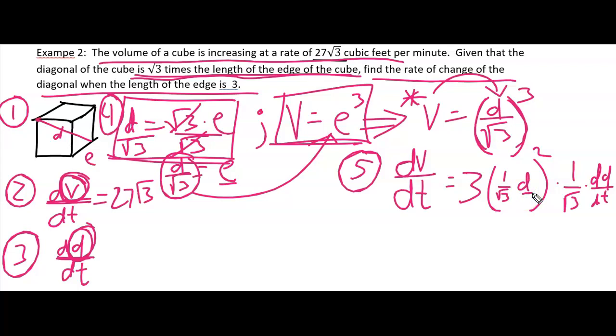And now we're ready for step 6, where we just start plugging stuff in. So in step 6, I do know what dV/dt is. It's 27 square root of 3.